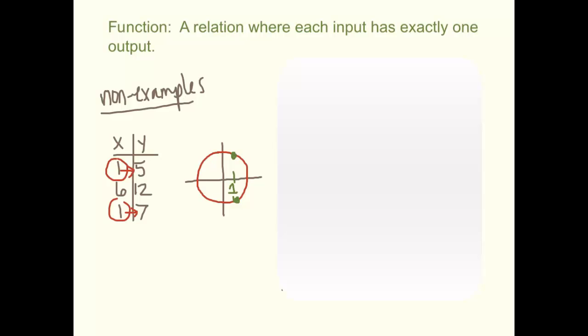A nice way of telling whether a function is a function from a graph is to look at a vertical line. If a vertical line hits more than one point, that graph cannot be a function. Let's take a look at the examples now.